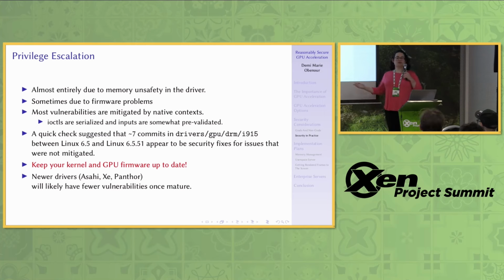Rob Clark of Chrome OS says that about 80% of the vulnerabilities are mitigated that way. For i915, it looked to be a bit less, probably because i915 is an older, more complex driver, but also maybe because I was considering ioctls that might be exclusive to the compositor or something like that. The way to prevent this is to keep your kernel and firmware up to date.